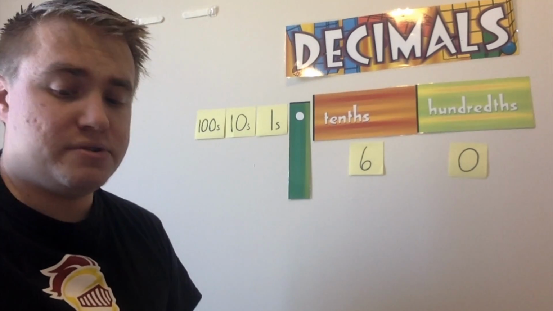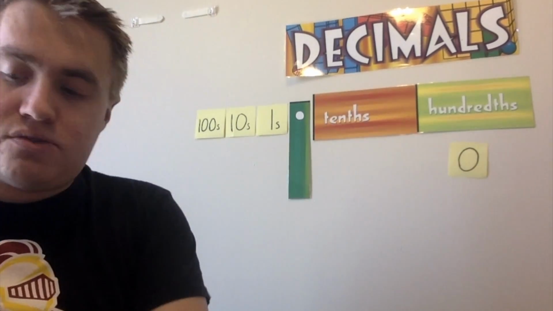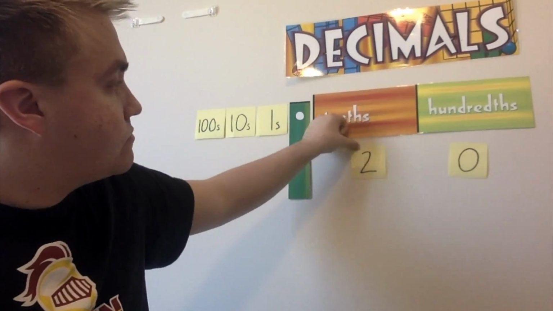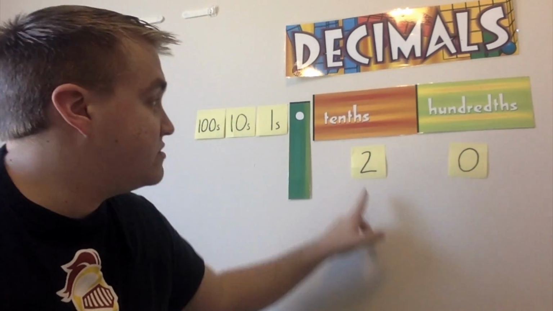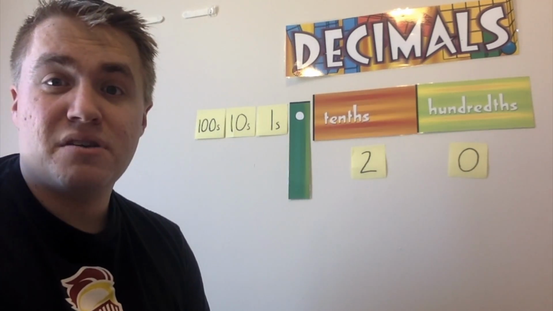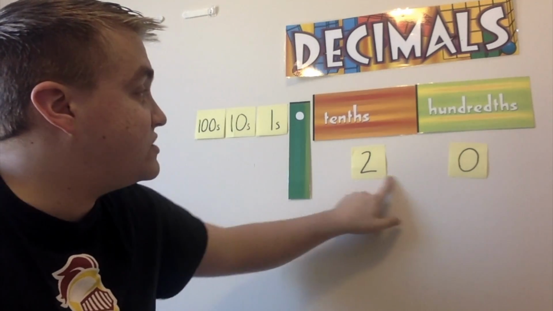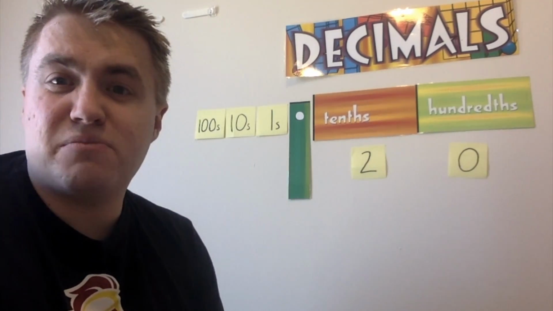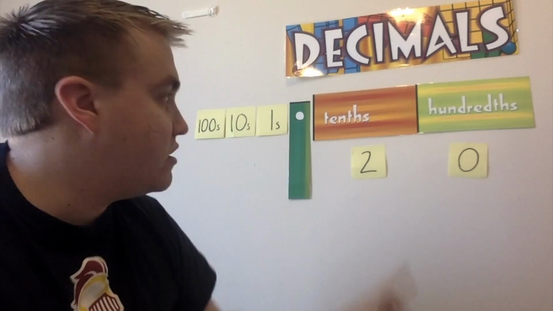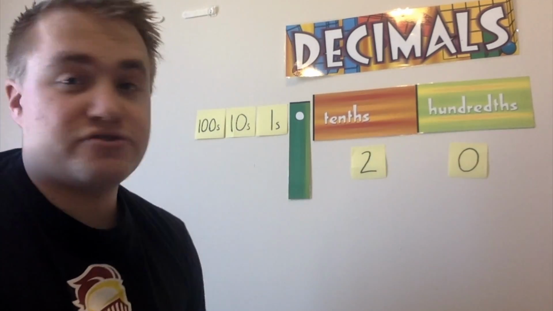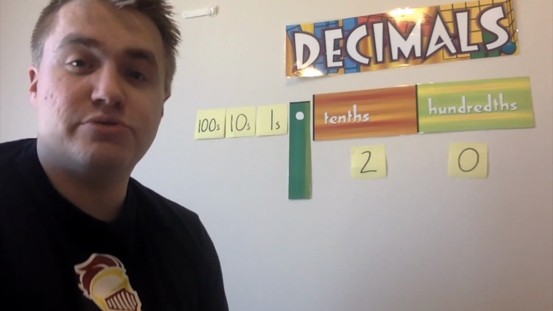But the better way to read it is just 6 tenths. Okay? Similarly here, if I take my 6 away and I put a 2, the best way to read this would be 2 tenths. But the other way that you could read it is 20 hundredths. Those numbers are equal to each other. 2 tenths and 20 hundredths are equal to each other.